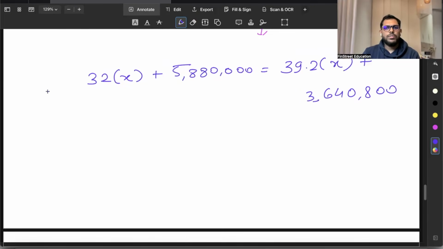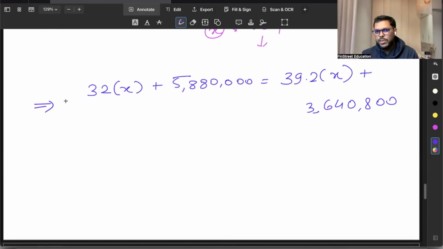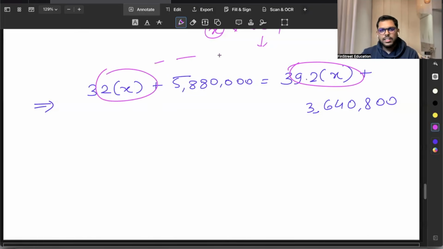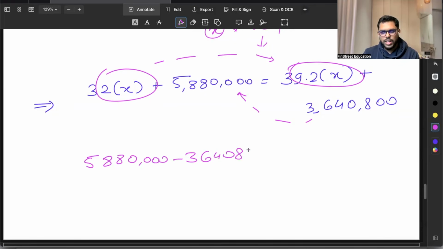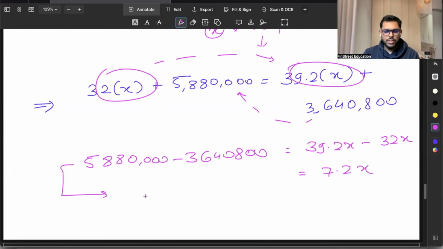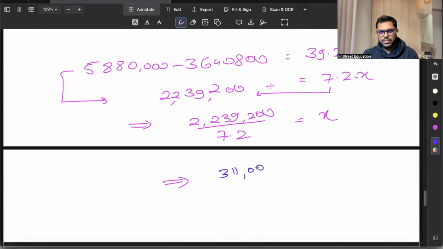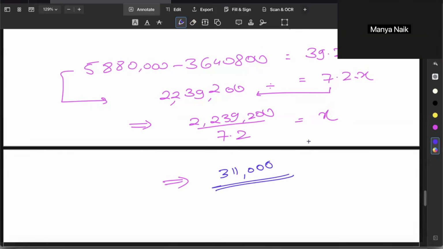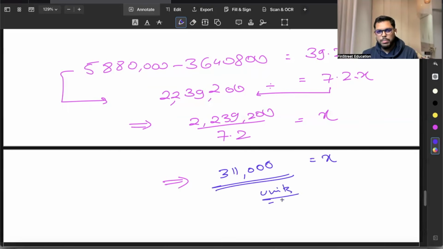Correct. Now all you have to do is solve this. Now this is school level calculation. यहाँ पर, both sides we have x. Let's take this to RHS and let's take this one to LHS. LHS में जाते हुए sign change हो जाएगा. 5880,000 minus 3,640,800. This will be 39.2x minus 32x. ये आ जाएगा 7.2x. What will be the number over here, Veena? Is it 3? Is it correct? So at these many units of production level, we will be indifferent.